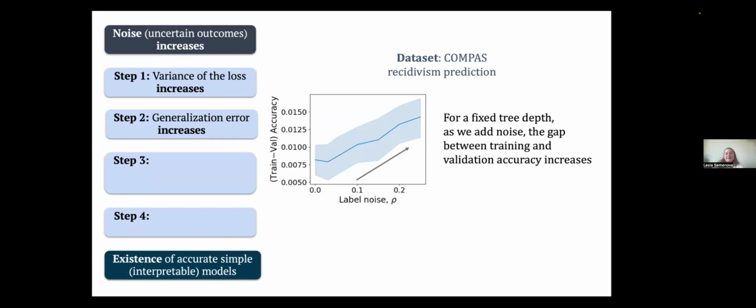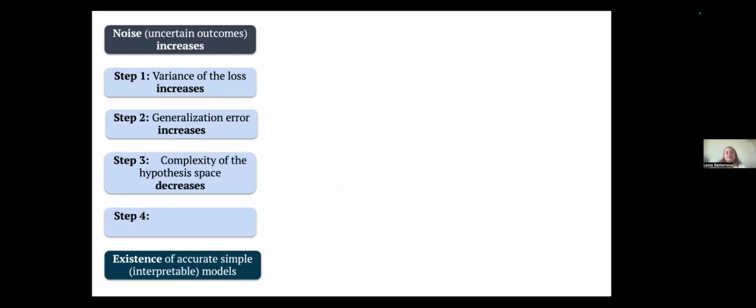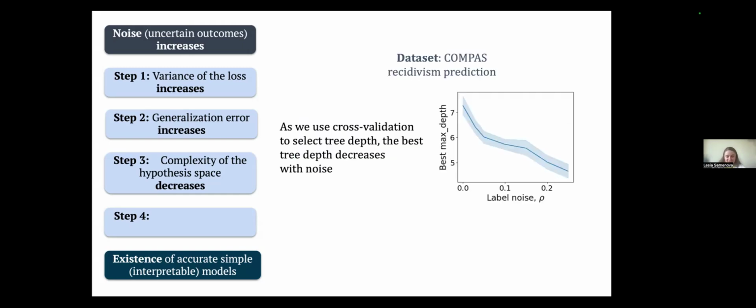Interestingly, if I'm a data scientist seeing this process and modeling for it, I'm realizing that this is happening. So the next step is that I will have to reduce the complexity of the hypothesis space in order to compensate for the increase in the train minus validation difference, the generalization error. This is quite a logical step, but let me also illustrate it based on the cross-validation process on the COMPAS dataset.